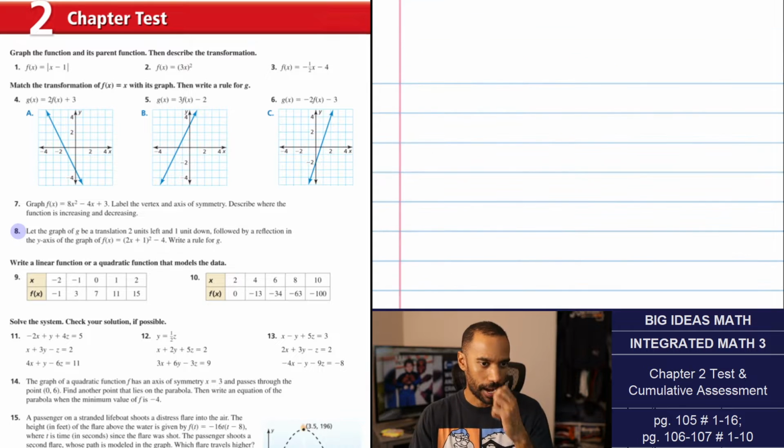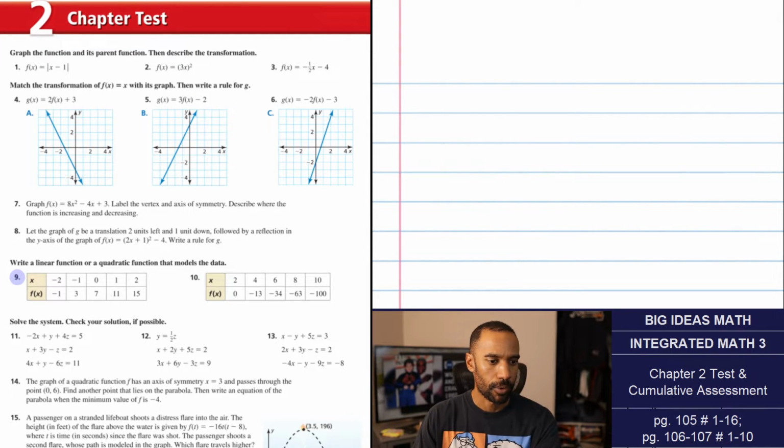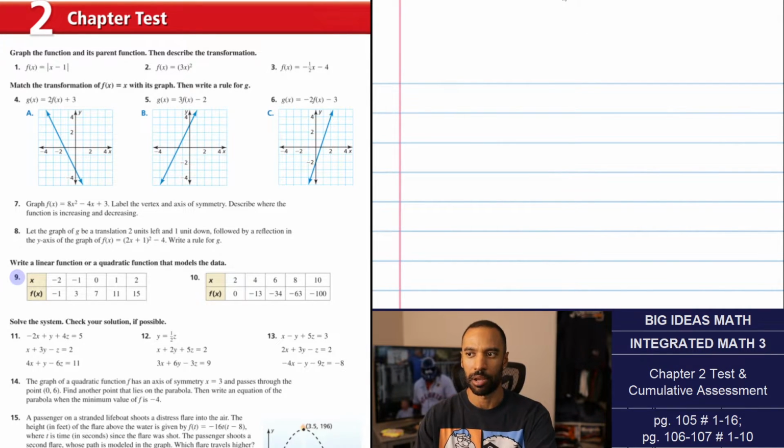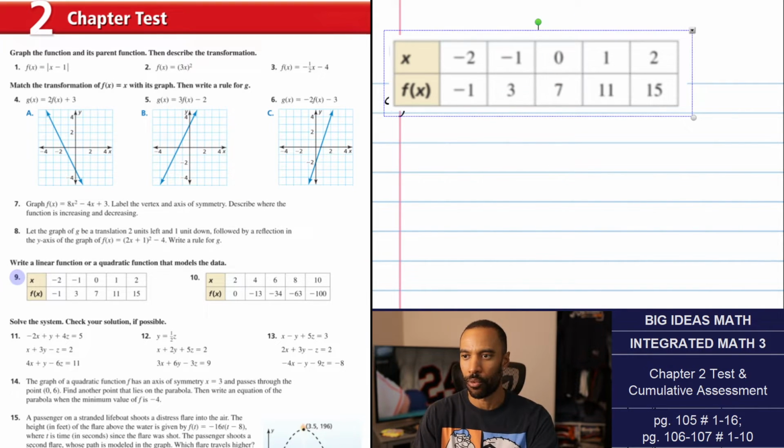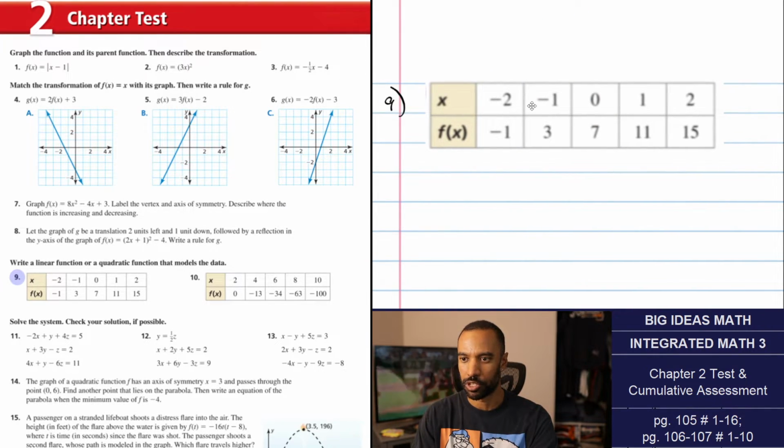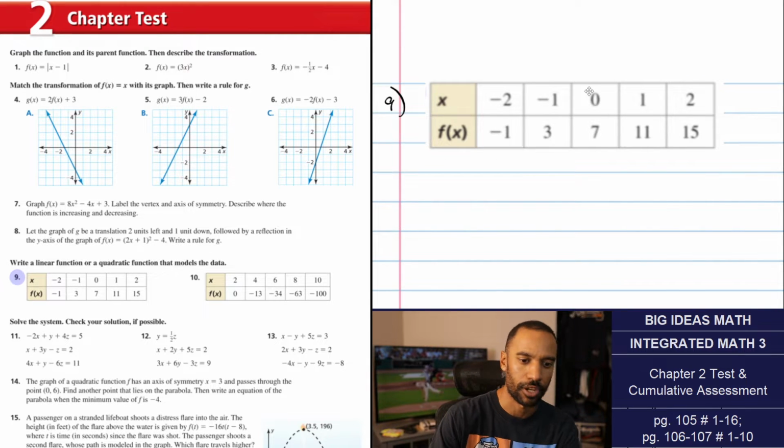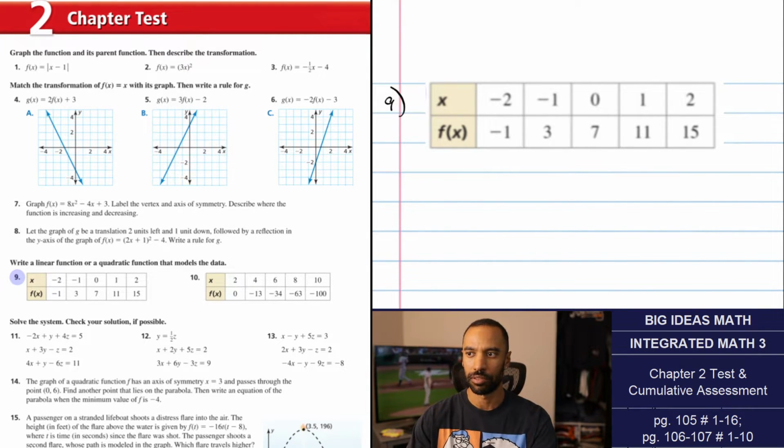Let's go to number 9 and 10. Write a linear function or quadratic function that models the data. So if it has a constant rate of change, let's just look at the x's. Note that both x's on numbers 9 and 10 have a constant increase. On number 9, the x's are going up by 1s. On number 10, the x's are going up by 2. So at least that one is consistent.